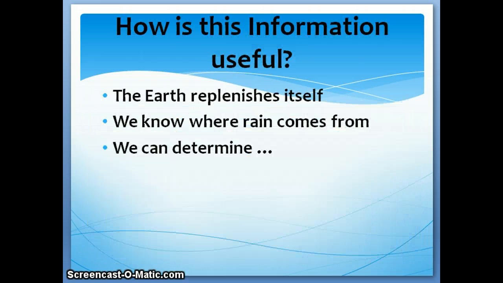After learning about the water cycle, how is this information useful? Well, now we have a clear understanding of how the earth replenishes itself through rainfall and evaporation. We have a clear understanding of how rain is formed and where it comes from, and we can determine weather patterns, droughts, heavy rain, or snowfall.